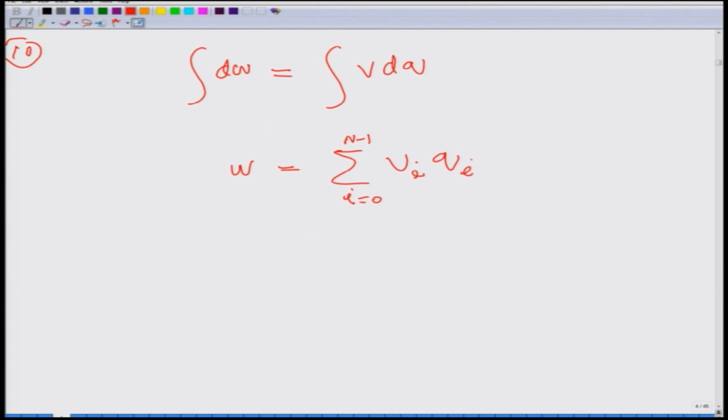Note that in this case the potential will depend on the number of electrons that have been transferred, so in each case it will be different. If you do this, you will find the total work done.